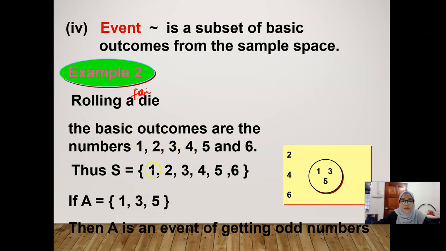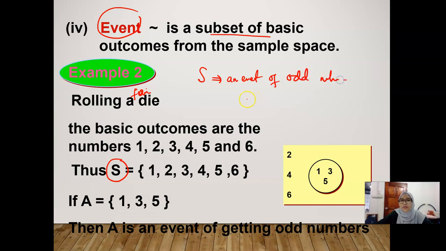Fair dice. A fair dice giving you a point of 1, 2, 3, 4, 5, 6. So this is your sample space. Event is a subset. For example, from my sample space, I want to have an event of odd number. So I take out from your sample space, you have 1, 3, 5. Or I want to have an event of even number. So even number, you have to put this curly bracket, 2, 4, 6.